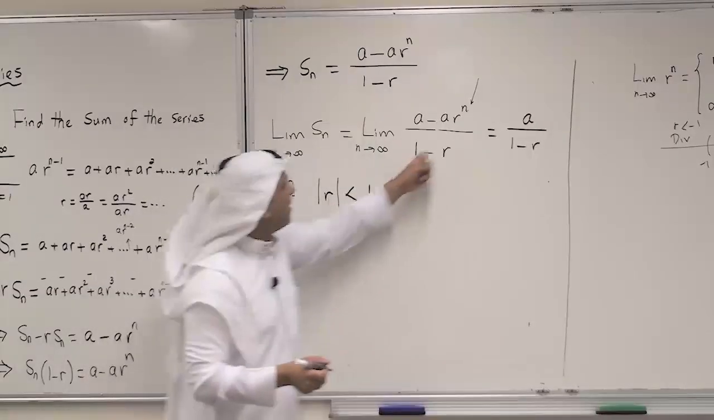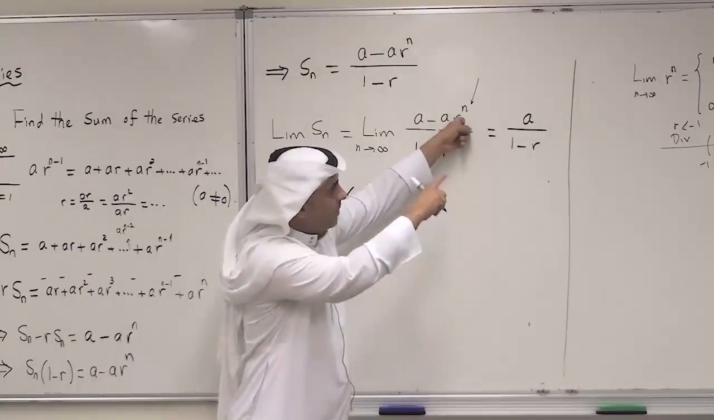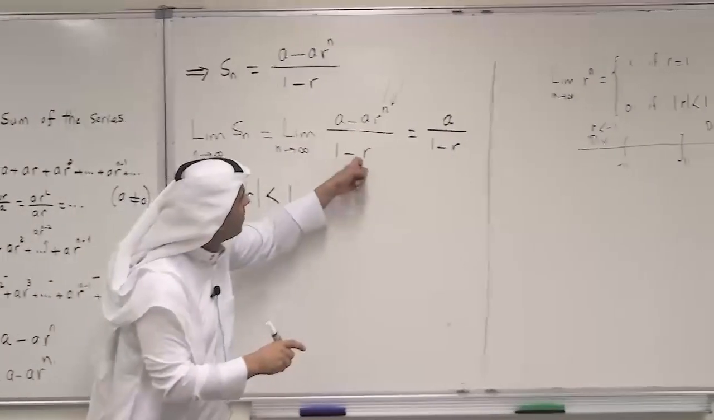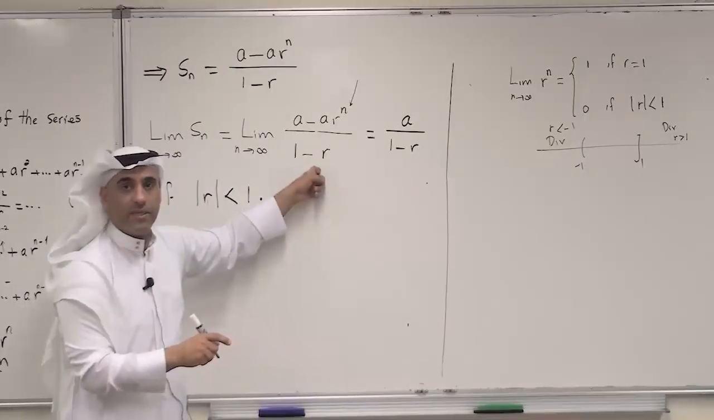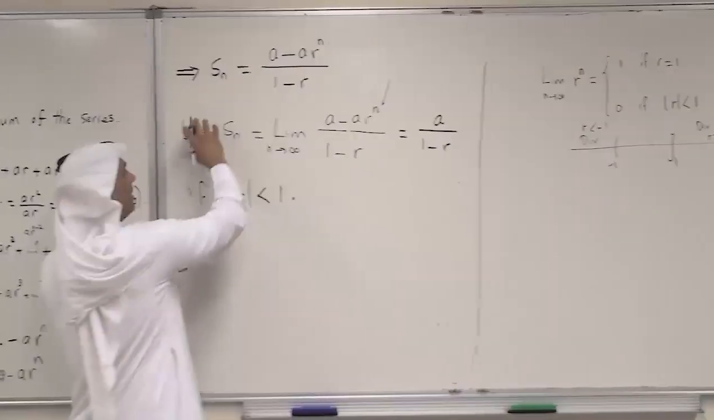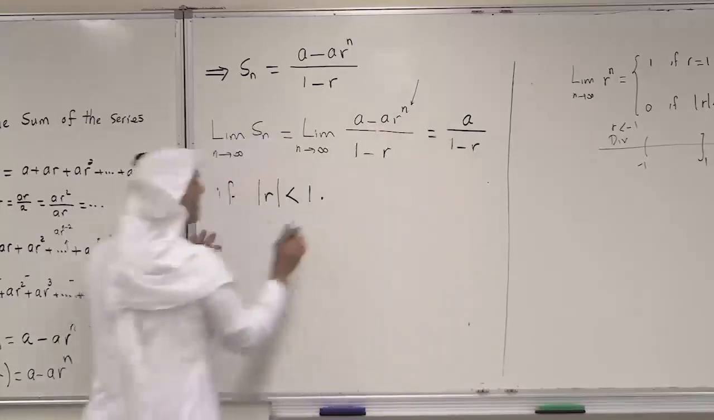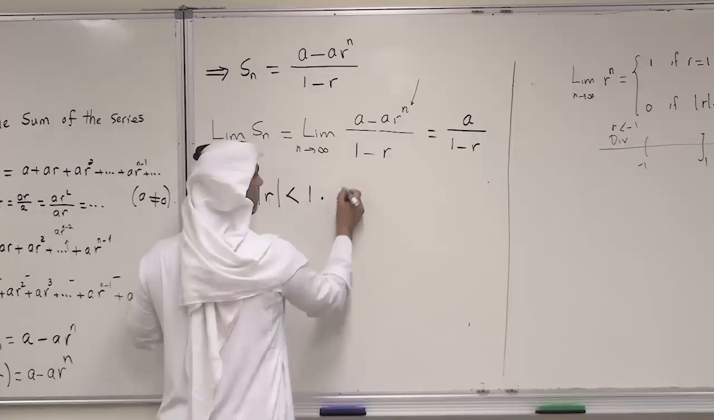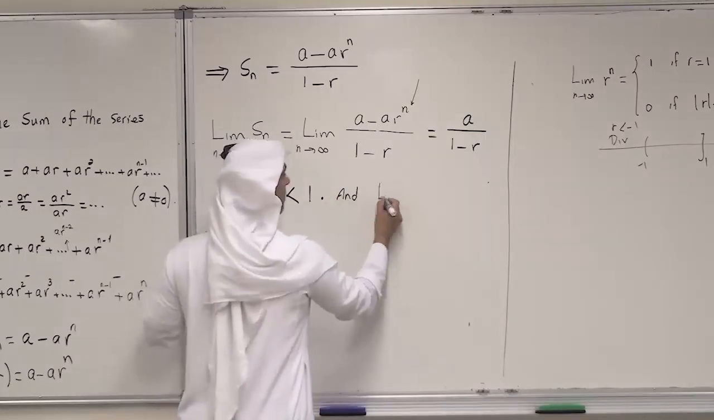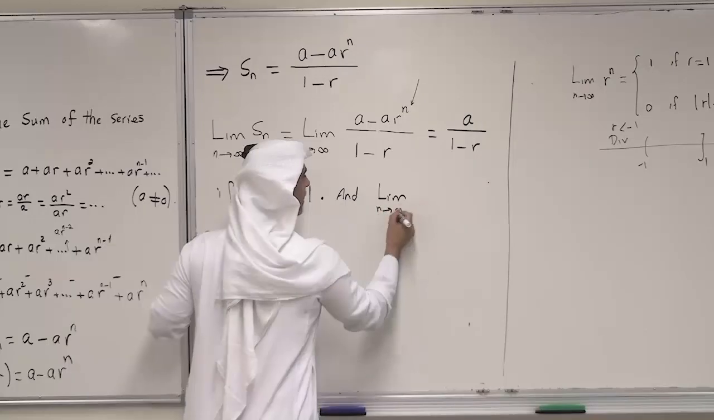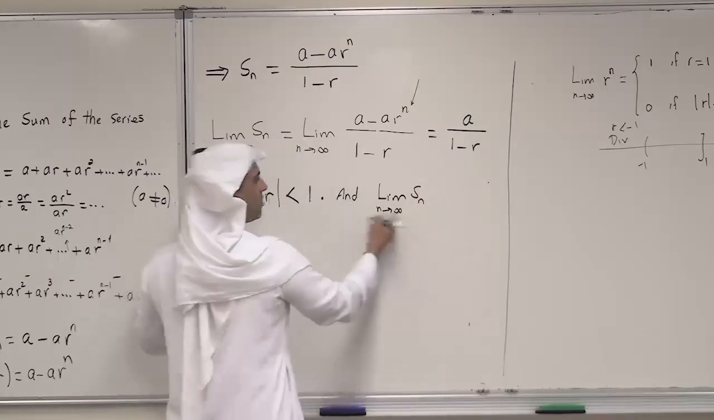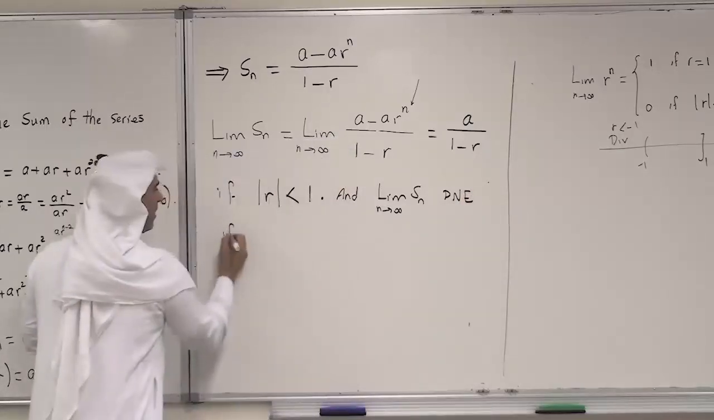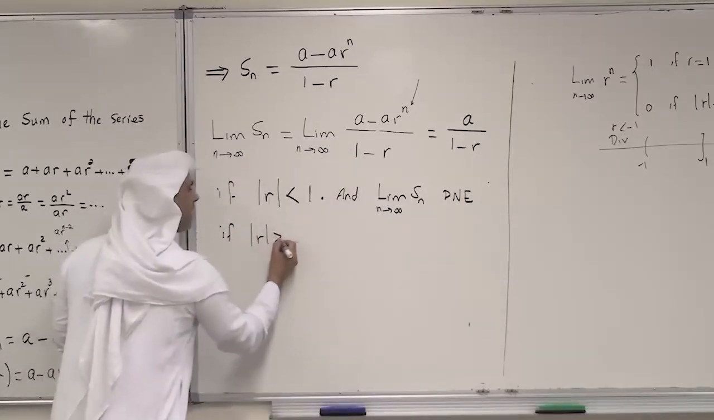Less than 1 because this is convergent for r between minus 1 and 1 closed, but we need r not equal to 1 because we would be dividing by 0 otherwise. So in that case, the limit of Sn equals a over 1 minus r only if the absolute value of r is less than 1, and the limit of Sn as n goes to infinity does not exist if the absolute value of r is greater than or equal to 1.